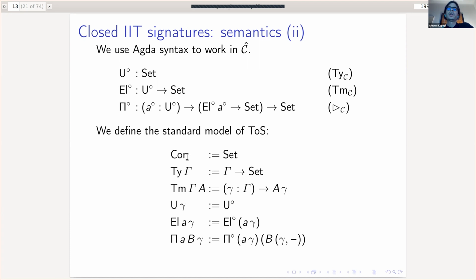This is the standard model, sometimes also called the set model. So contexts are just sets, types are families of sets, terms are dependent functions, and here I interpret my extra new type formers of the theory of signatures with this U circle, EL circle, and pi circle.